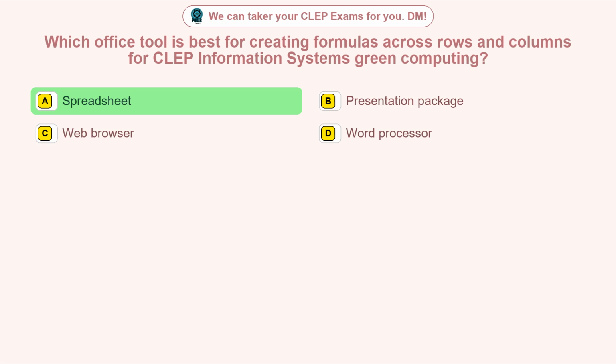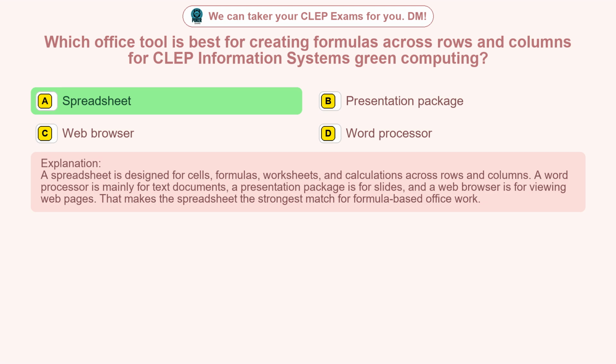Spreadsheet. A spreadsheet is designed for cells, formulas, worksheets, and calculations across rows and columns. A word processor is mainly for text documents, a presentation package is for slides, and a web browser is for viewing web pages. That makes the spreadsheet the strongest match for formula-based office work.